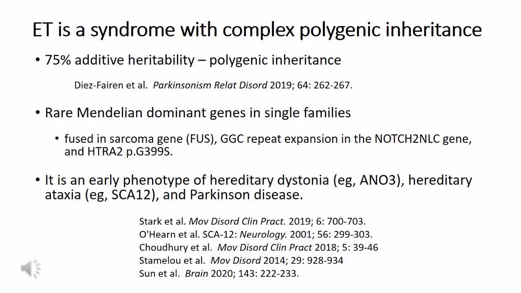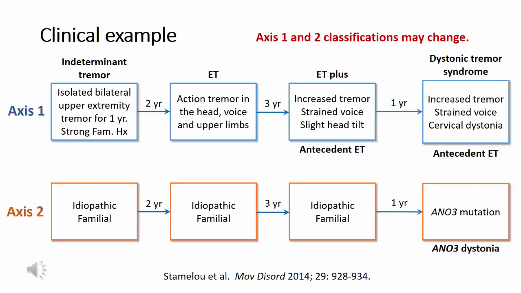Such patients are then defined by their new phenotype and are said to have antecedent essential tremor. Here is an example of how this new classification scheme works. This patient initially exhibits isolated bilateral upper extremity tremor of 1 year duration. There is a strong family history, but the underlying genetic abnormalities are unknown. This patient is therefore classified as having an indeterminate tremor, not essential tremor, because the duration is only 1 year.